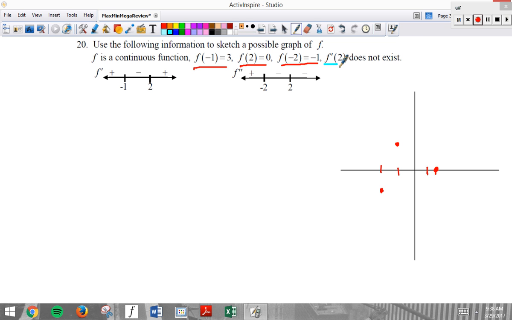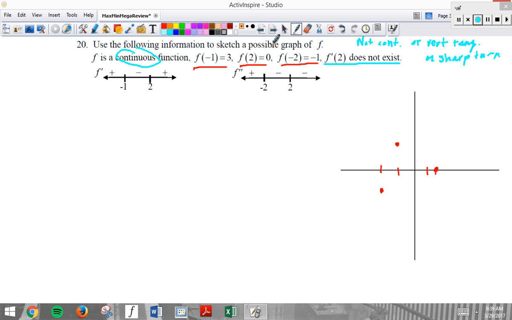What does it mean for f prime of 2 not to exist? Either it's not continuous, and there's a whole host of things that means, or there are two kinds of things: a vertical tangent or a sharp turn. And we'll see based on the work. We know it has to be continuous, so that rules out our first option.